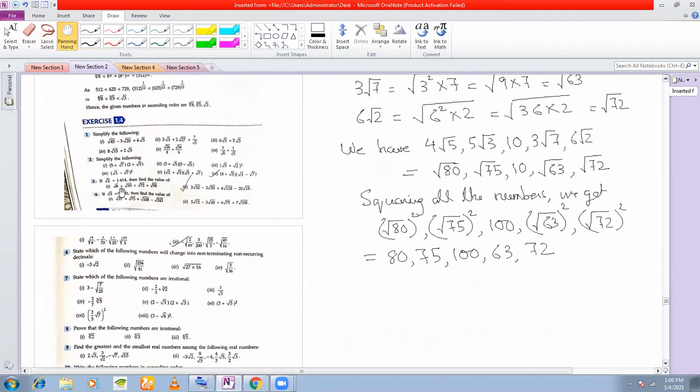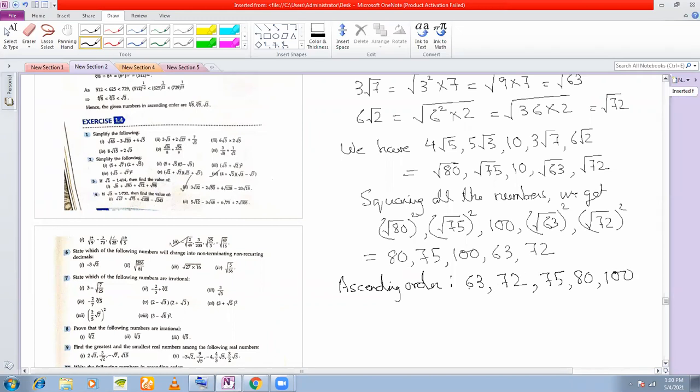Okay. Now what do we see? Since we have to write in ascending order, which one is the lowest number? Ascending order. Which one is the lowest number? Lowest number here is 63. Then comes 72. Then comes 75, and then 80, and then 100.